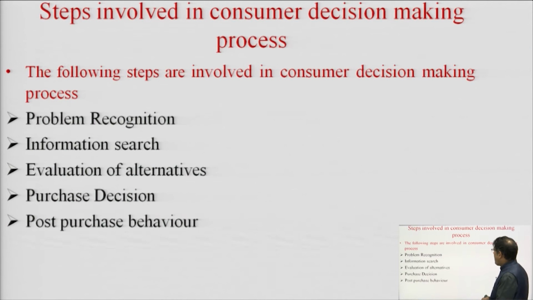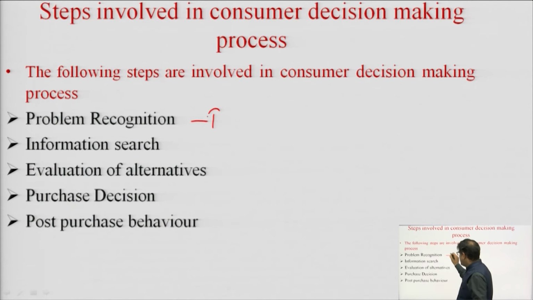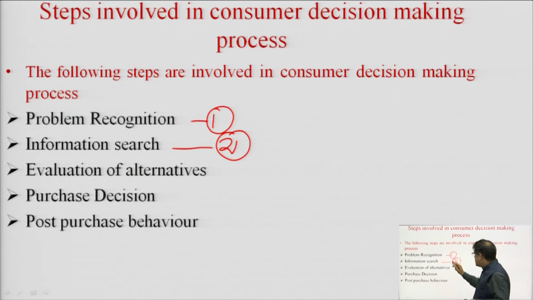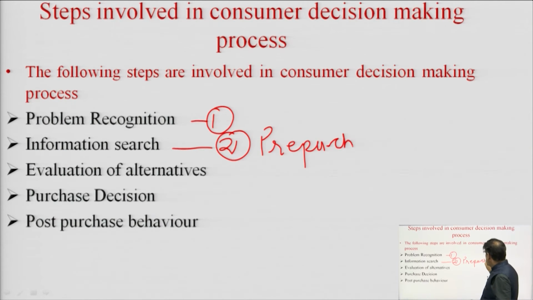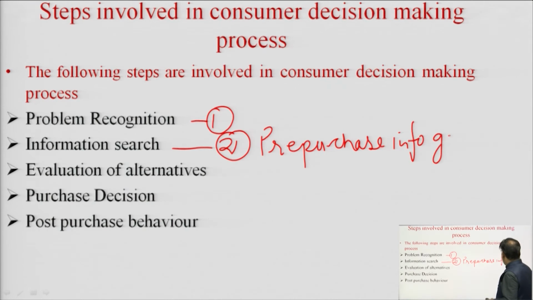From here, I will again summarize the various steps involved in the consumer decision making process. So, these were the various steps. First step was problem recognition. In problem recognition, the consumer recognizes that yes, there is a need to purchase a product or a service. The second step is information search, which we called pre-purchase search, pre-purchase info gathering we can also call it.